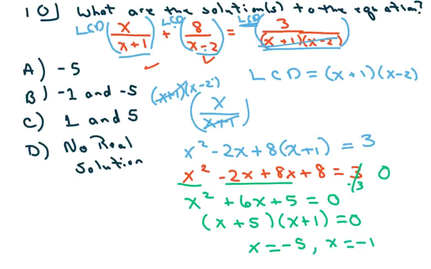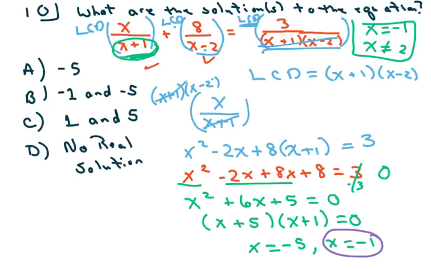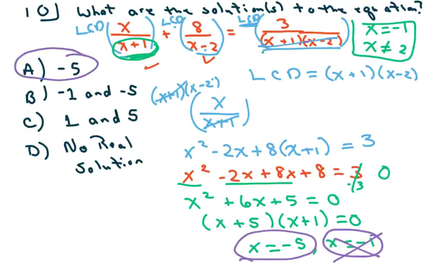The only thing I have to be careful about is, since I didn't write my domain here, the thing I have to say here is x can't be negative 1, because if you have negative 1 here, then you're dividing by 0. We also can say that x cannot be 2. So those are given. But here I have x as negative 1. So I can't use that, because if you plug negative 1 back into the original, you're dividing by 0, and that's undefined. So I only have one answer, and that's this one here, which is A.